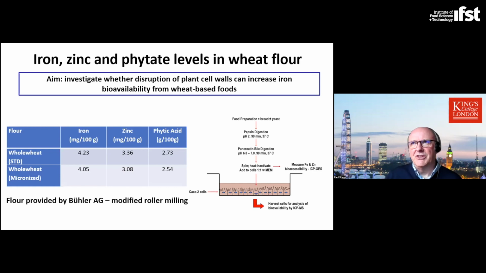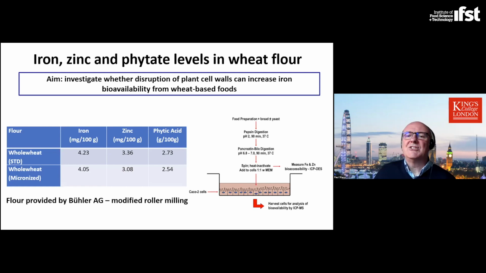And for the studies I'm going to show you, we produce breads either containing yeast or without yeast. And we can subject those bread samples to an in vitro digestion process. So this is a fairly simplified model in which we incubate the bread samples with pepsin at pH 2 to simulate the conditions in the stomach. And then we raise the pH and add a cocktail of pancreatic enzymes and bile to simulate digestion in the small intestine. At the end of that process, we can spin down the food sample, we can collect the supernatant, and we can see how much iron and zinc has been released during the digestion process.